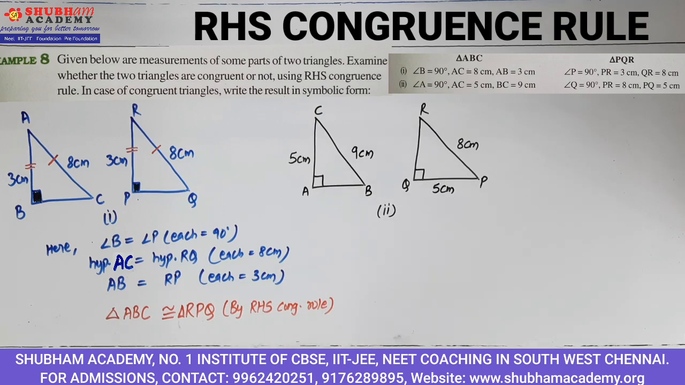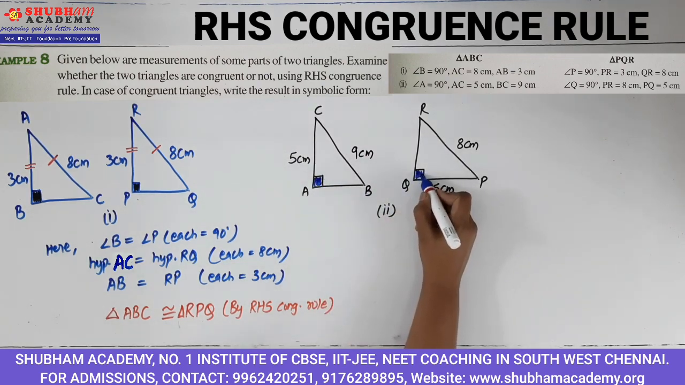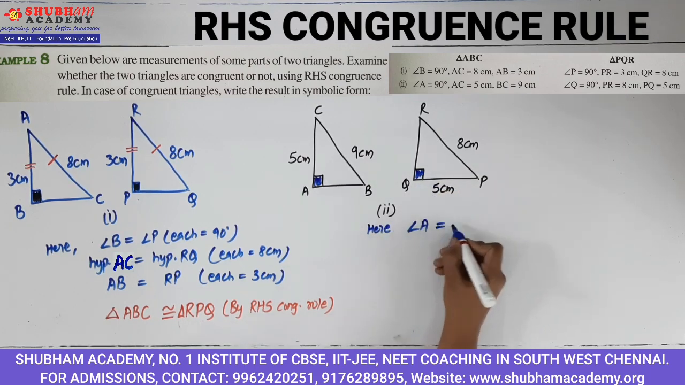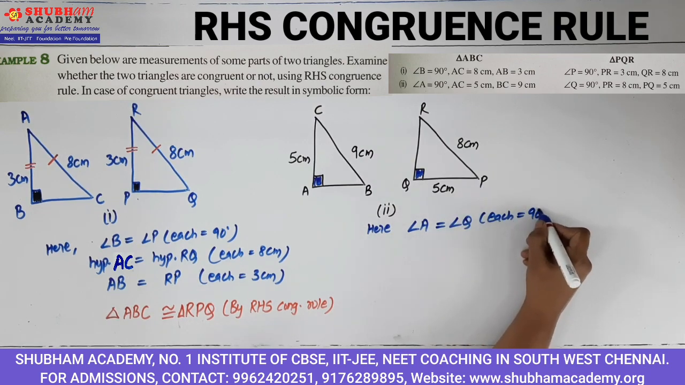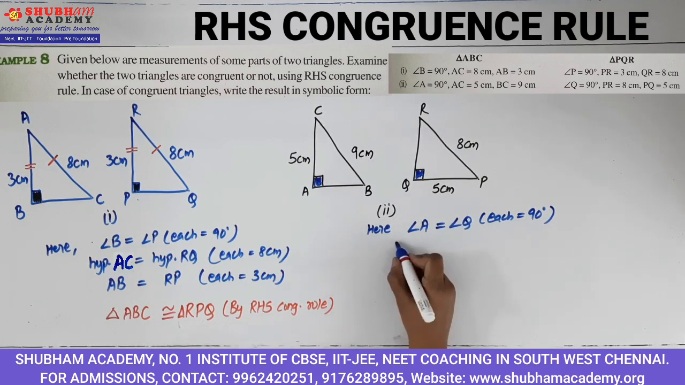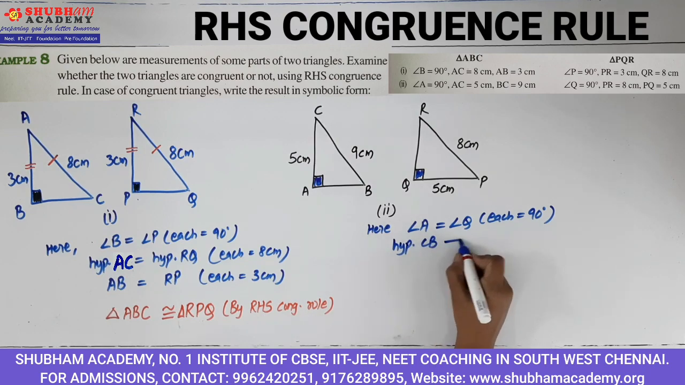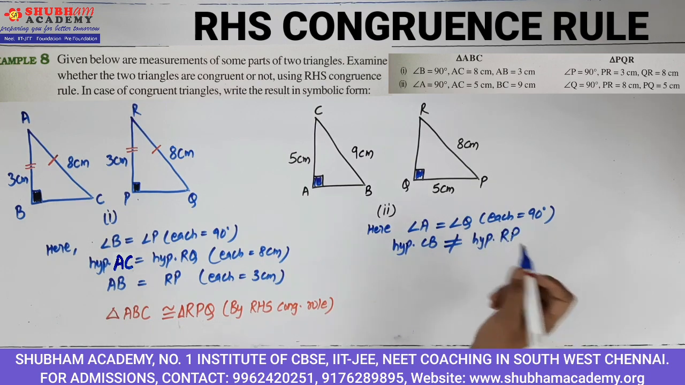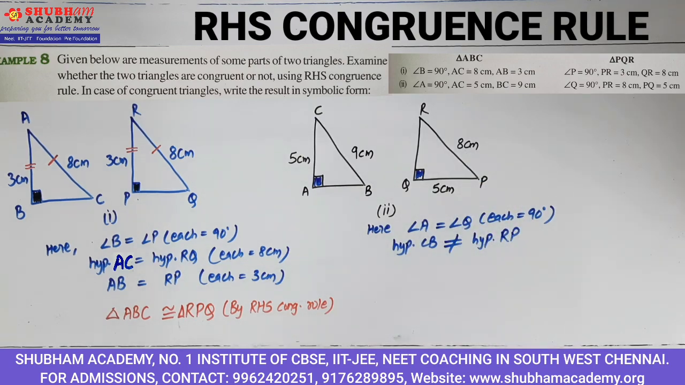Now see here in the second figure what they have given: angle A is equal to angle Q, each equals 90 degrees. Now if we look at the hypotenuse, hypotenuse CB is not equal to hypotenuse RP. Why? Because CB is 9 centimeters and RP is 8 centimeters.